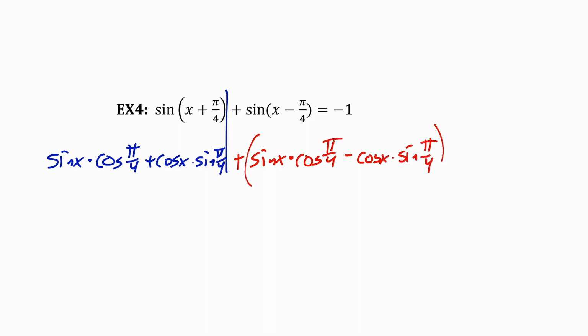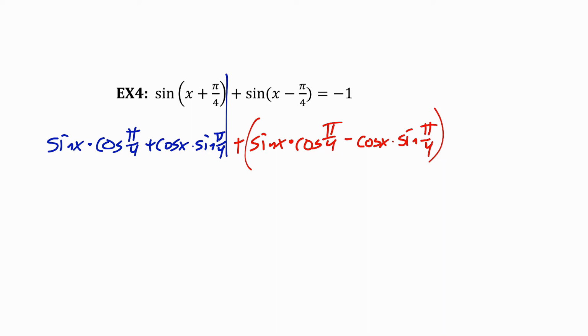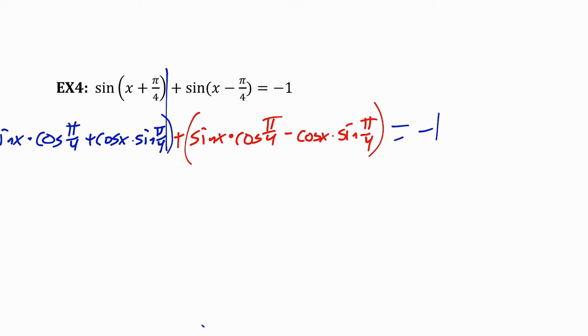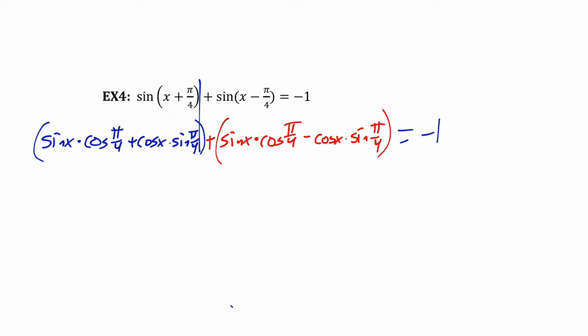Now, for consistency's sake, I'm going to put that whole red group in parentheses and the whole blue group in parentheses. Cleaning this up a little bit, we got the sine of x times the cosine of pi over 4. Well, the cosine of pi over 4 is the square root of 2 over 2. Well, actually, before we go any further, take a look at this. This is a whole mess. And it's all equal to -1. Just trying to prove that this is true, or solve that for the x values that make this true.